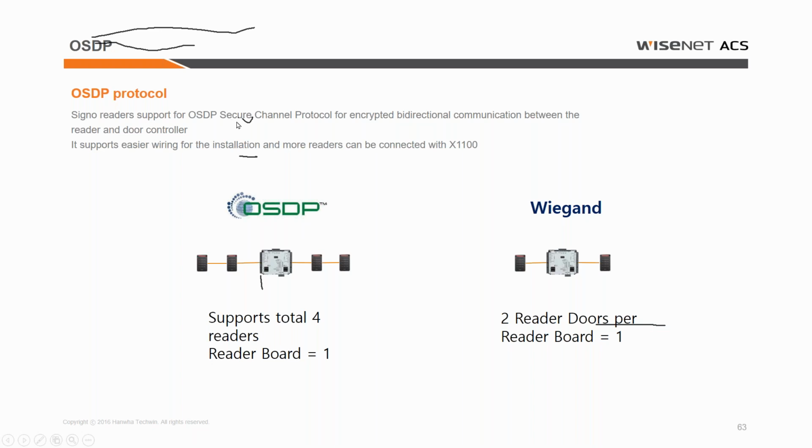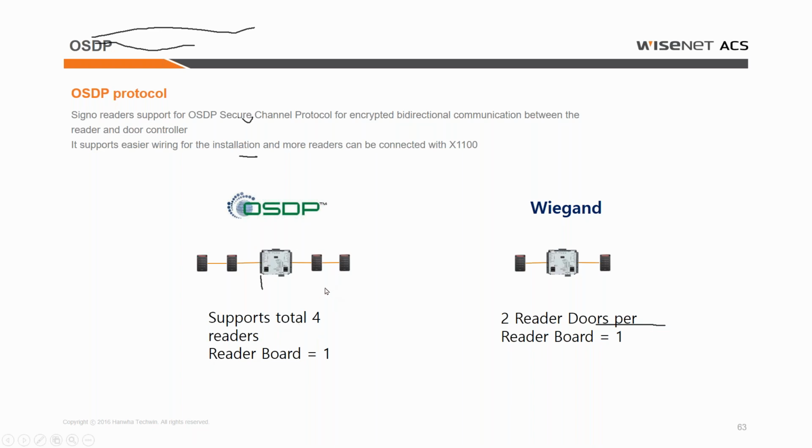Okay. What is the benefit of this? Here in Wiegand, from one side of the controller, only one reader you can connect. But if you use OSDP protocol, you can control from one side up to two readers. Okay, so what's the benefit? If I have a door, we will see the benefit as an example. So basically, if you use OSDP, you can control four readers.